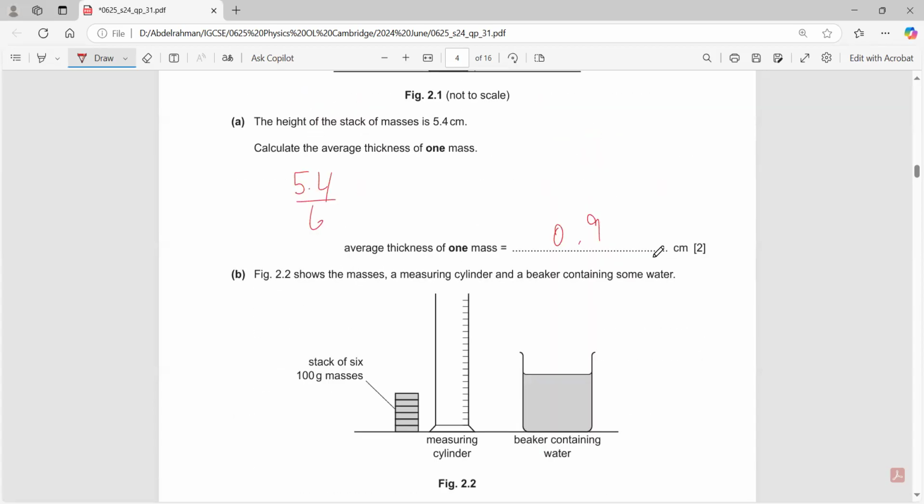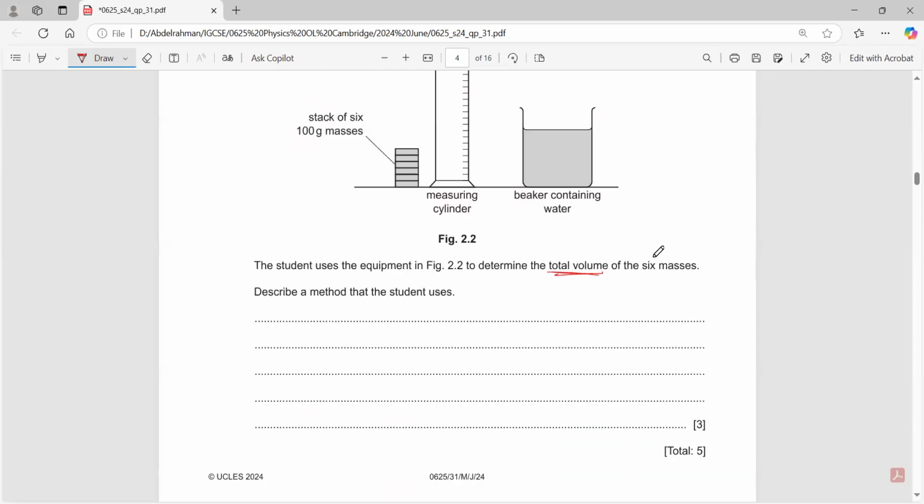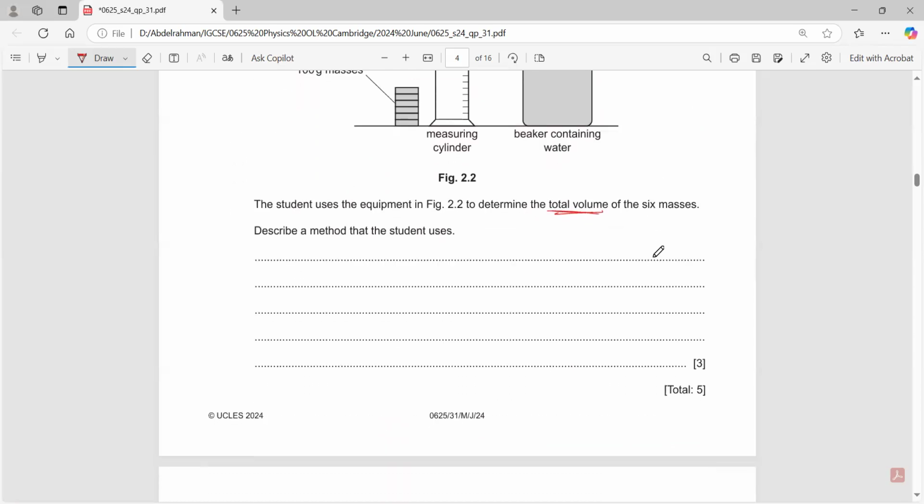We do not need to find the average density. So describe a method that the student uses. How can he find the volume? Basically, by the displacement method. Add some water, add the masses, V2 minus V1. That's it.